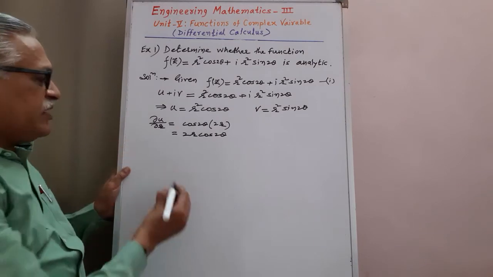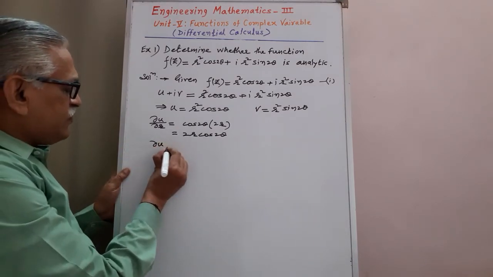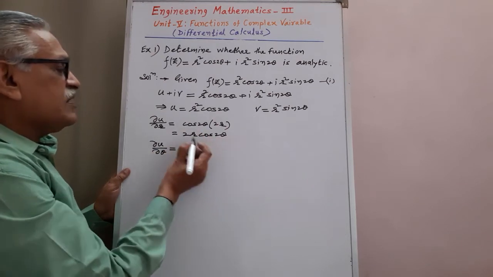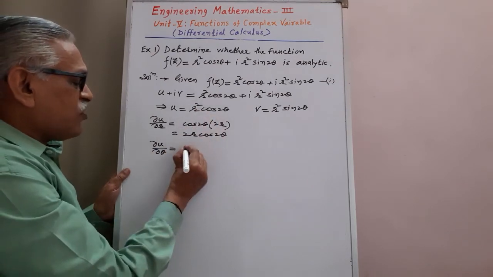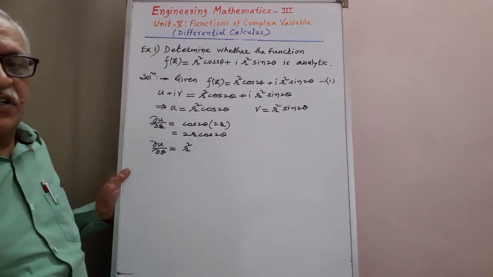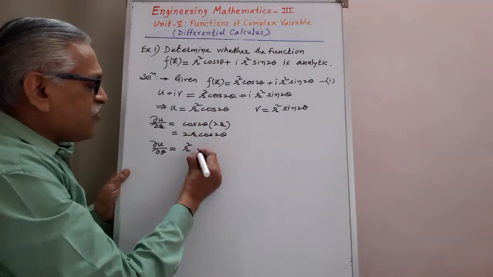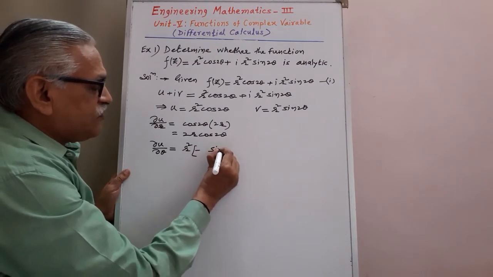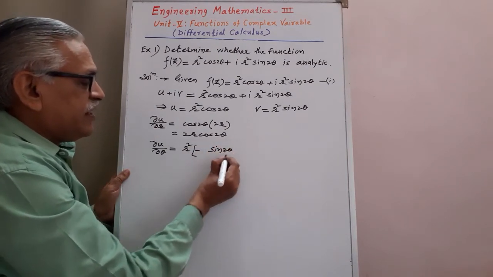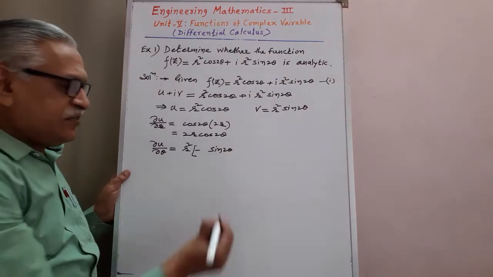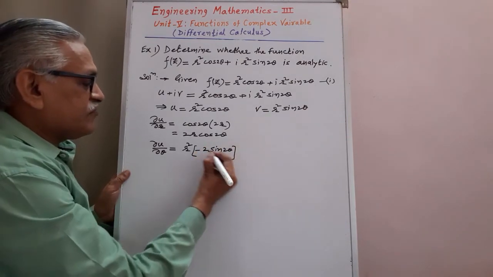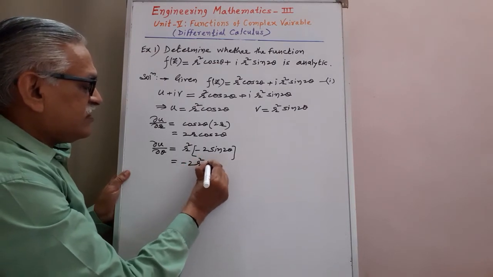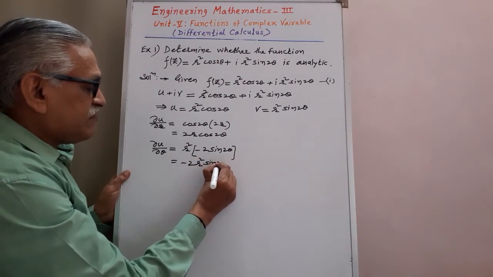That is dou u by dou r. Then differentiating u with respect to theta, this time r is constant, therefore r square is a constant term taken outside. Derivative of cos is minus sin of 2 theta, and the derivative of 2 theta is 2, and therefore we have minus 2 r square sin of 2 theta.